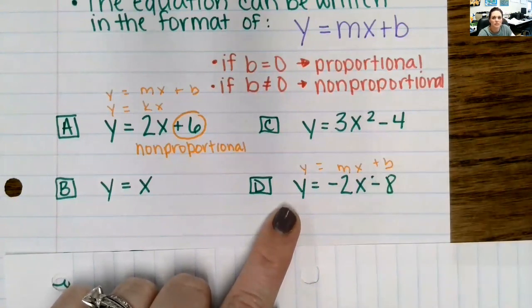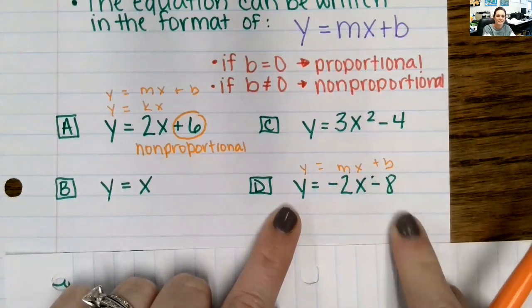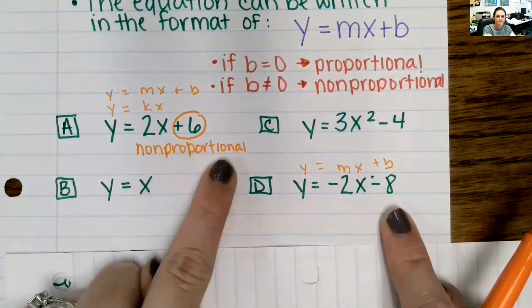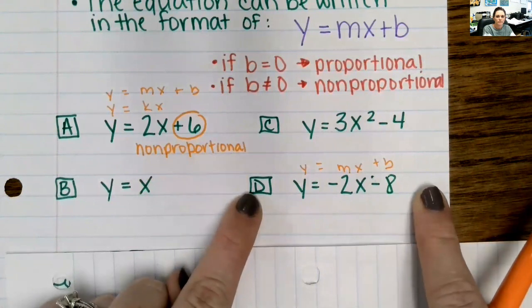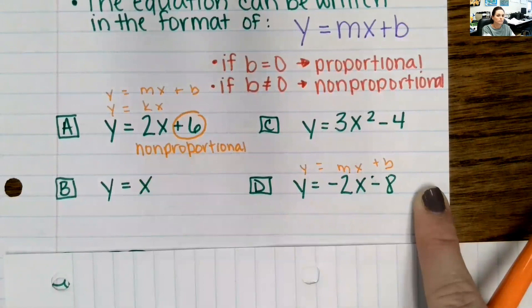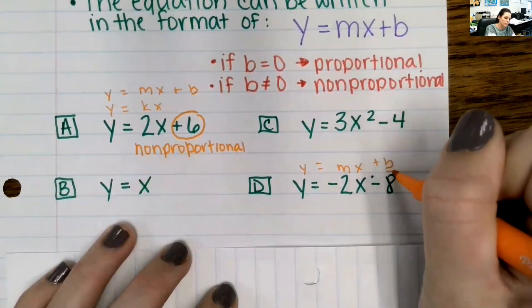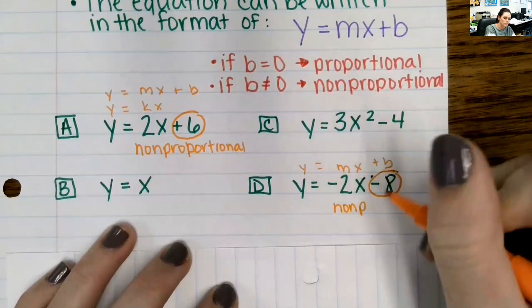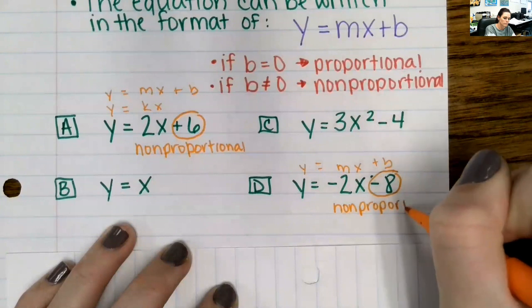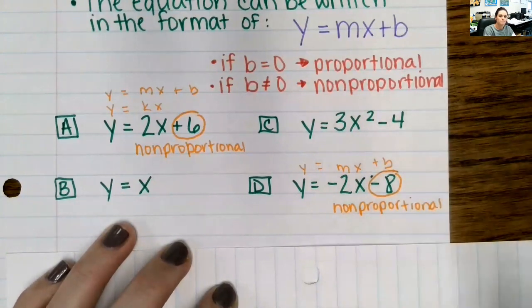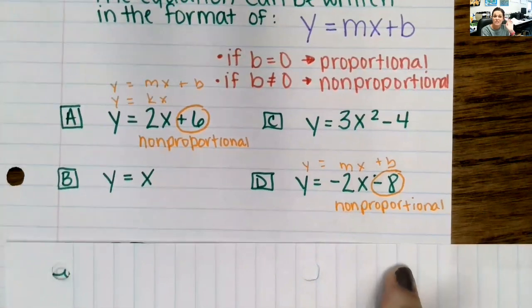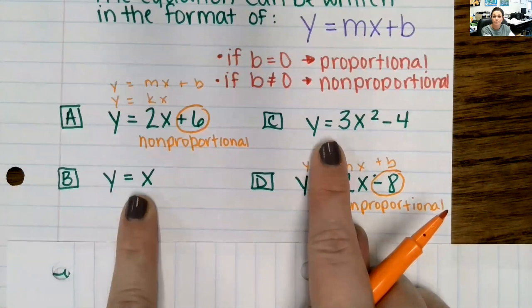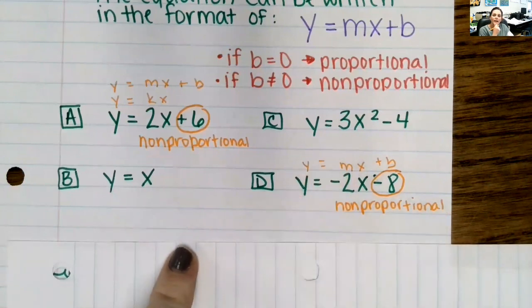Notice in this instance, what would I circle in this one? So in A, Mrs. Cooley circled the plus 6. What would we circle for D that makes it non-proportional? Good. B. So that plus b part of -8 makes this non-proportional. Okay. Now I will tell you C and B are not non-proportional. Can you tell me why and what they would be?